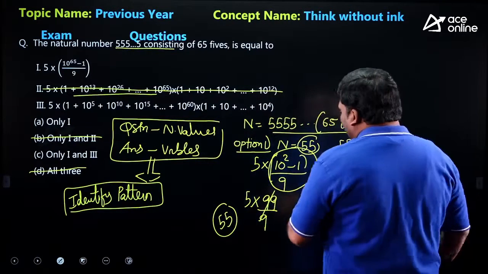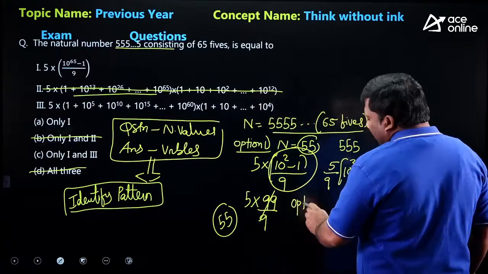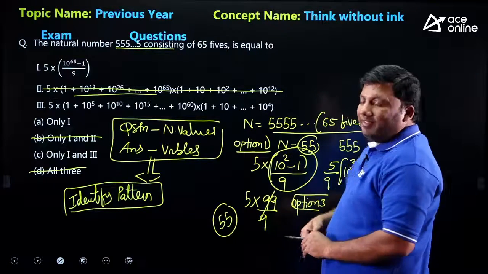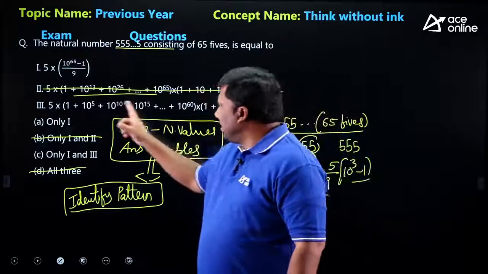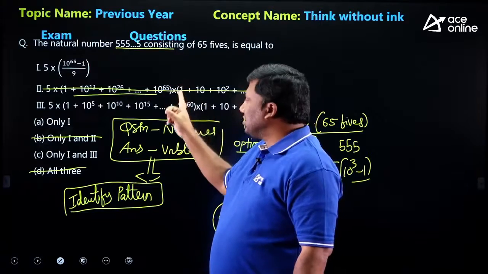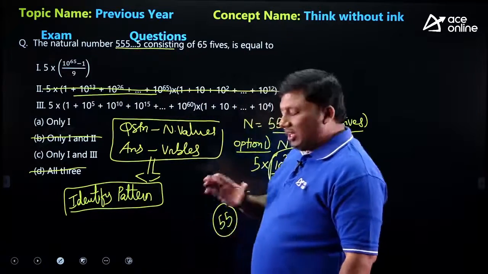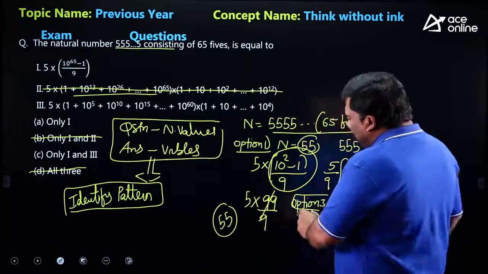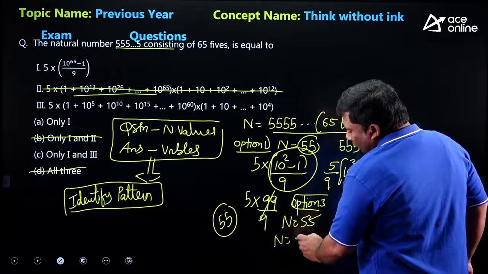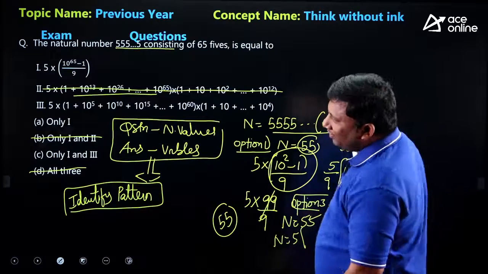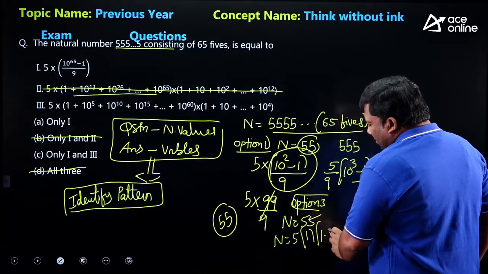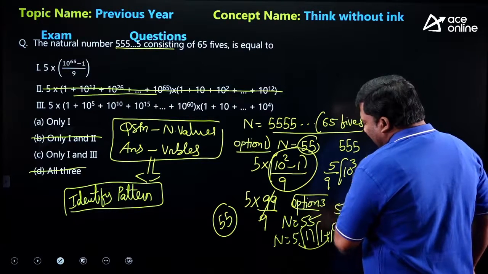Now option 3. If 5 is written 65 times, here the power is still 60. That means 5 13s are 65, 5 12s are 60. It is 1 less than. If 5 is written 2 times, the answer will be 5 into 1, only one 5 I will get. 5 into 1 plus 10. 1 plus 10 is 11, 11 5s are 55.